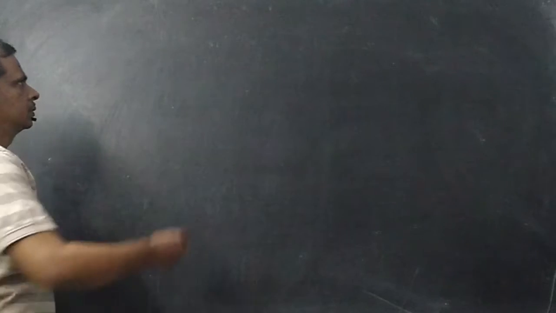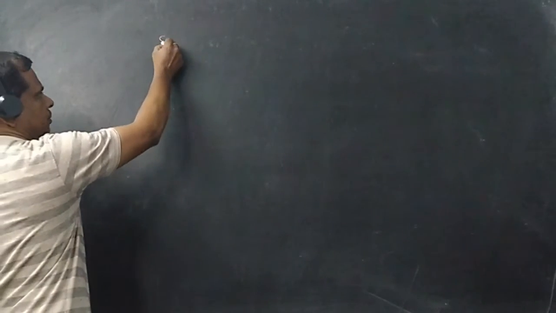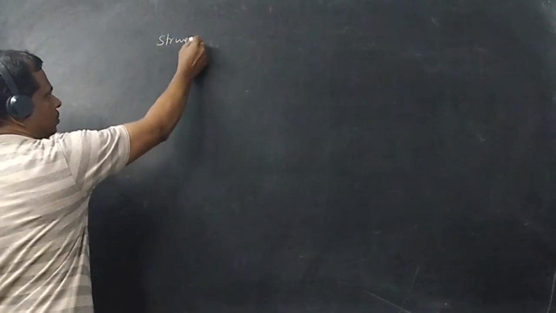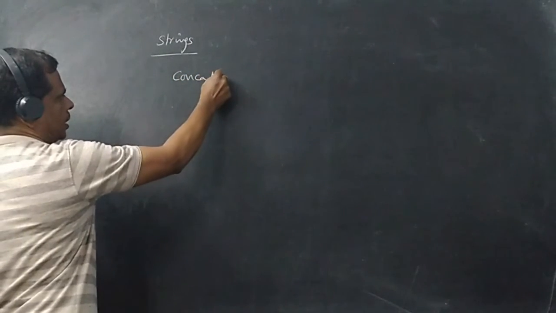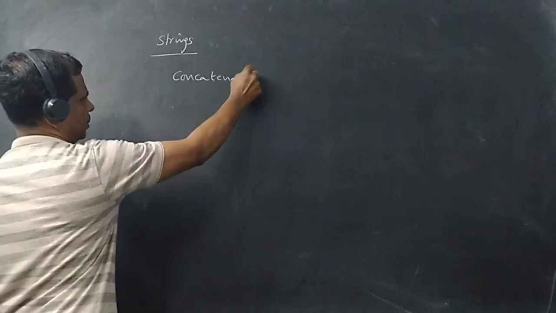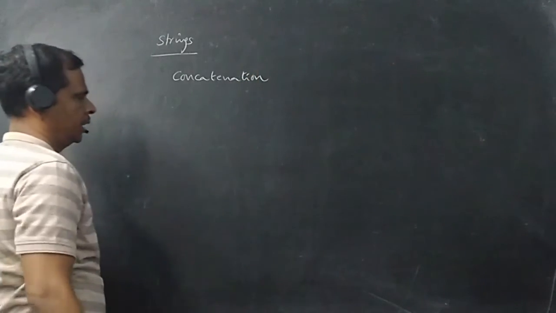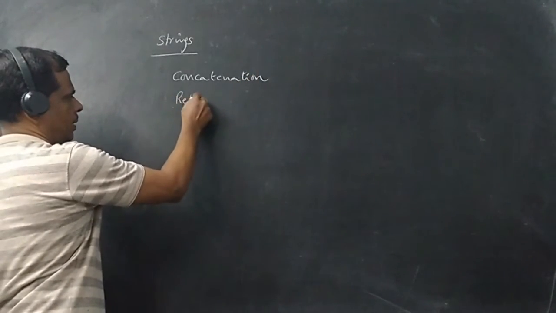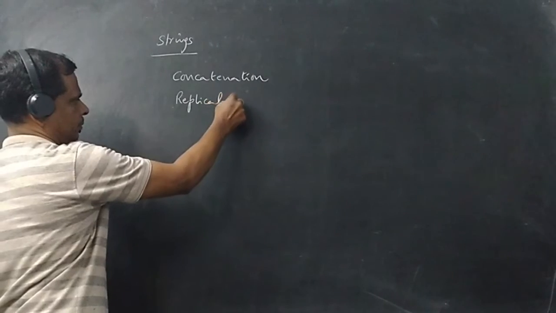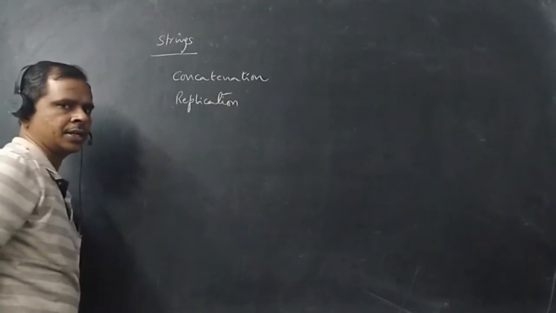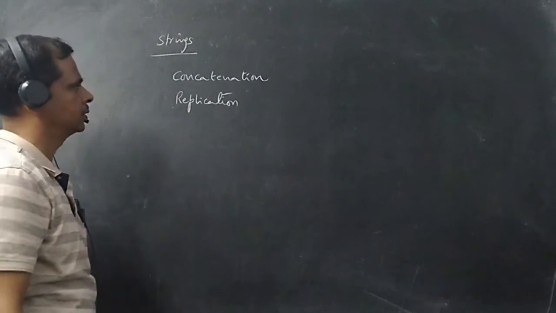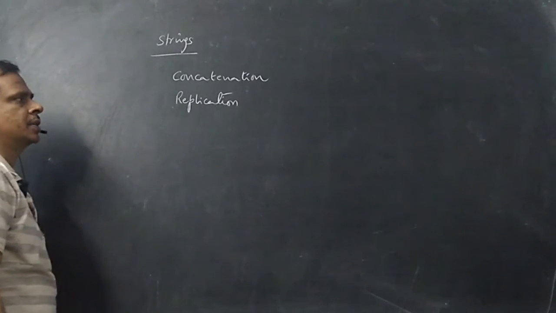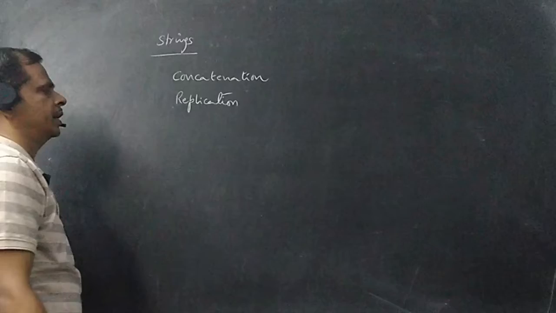In Python, strings can have two operations. One is concatenation, the other one is replication. Concatenation, replication. What is concatenation? Concatenation means nothing but adding side by side.